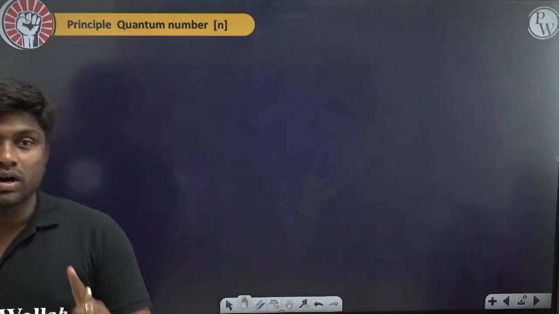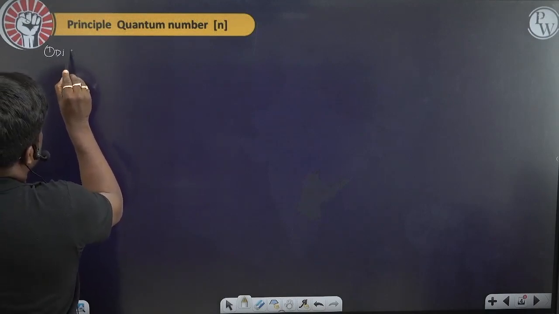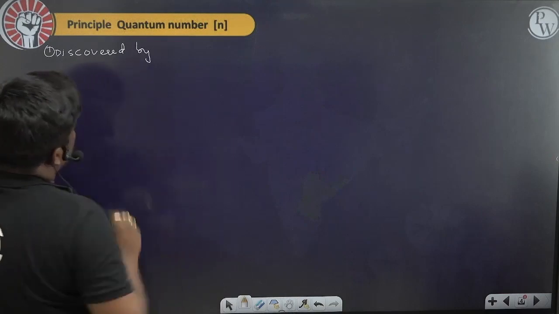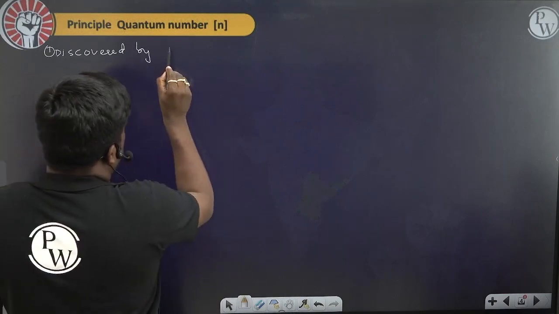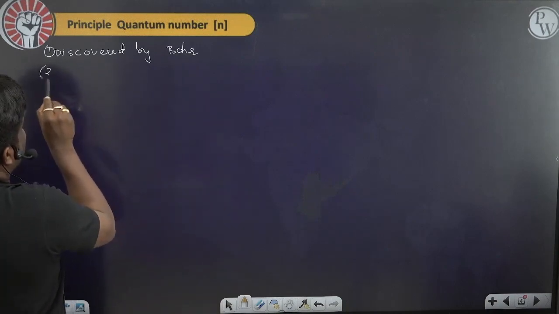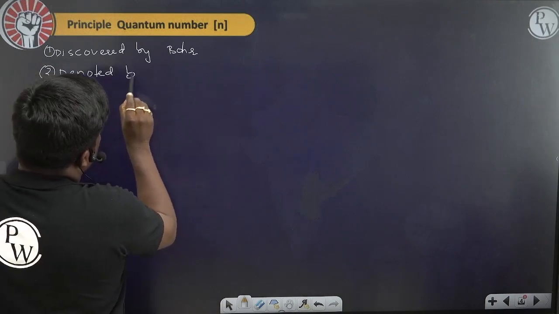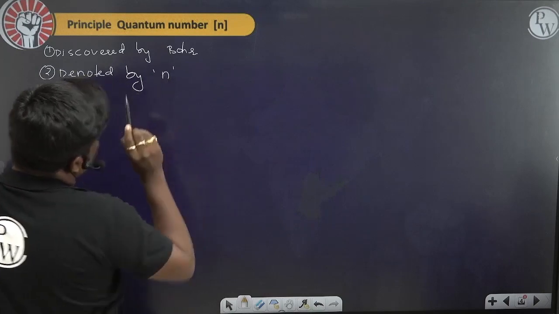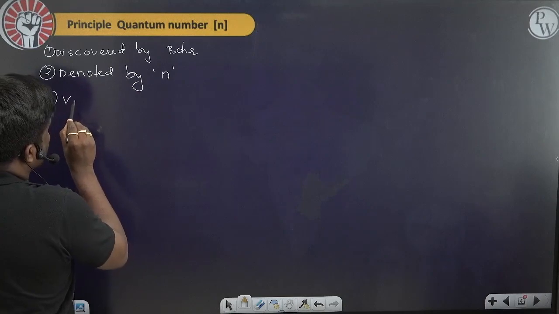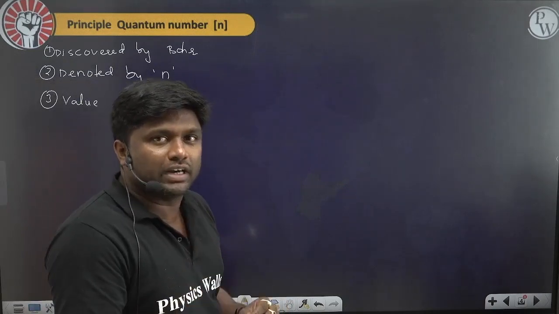The principal quantum number is discovered by Niels Bohr and is denoted by the letter N. Based on the values of the principal quantum number only, we can identify the location of the electron.